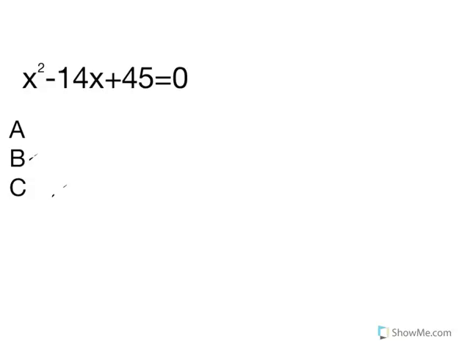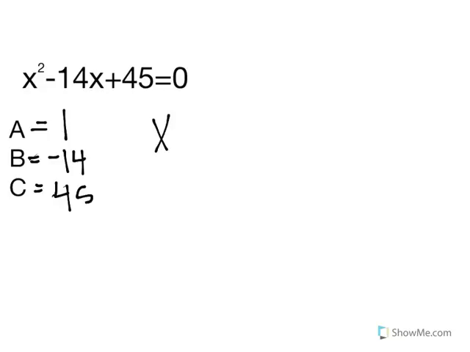Here's an example problem. The easiest way to start off the problem is to find out what your A's, B's, and C's are. So A in this problem is just 1 because there's no number in front of the x. B is going to be negative 14, and C will be 45. Using these numbers, plug them into the quadratic formula.